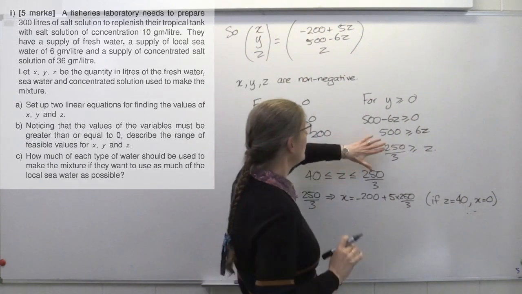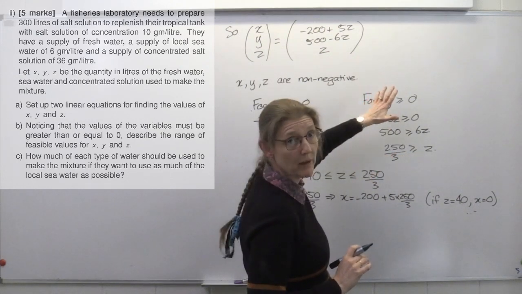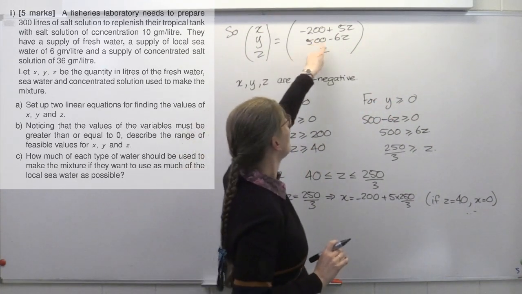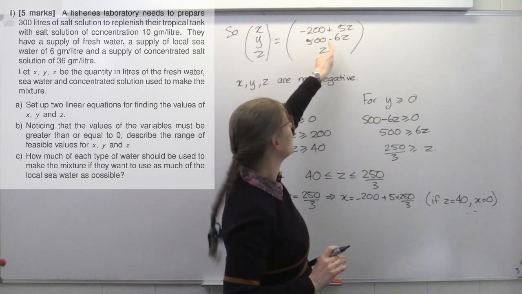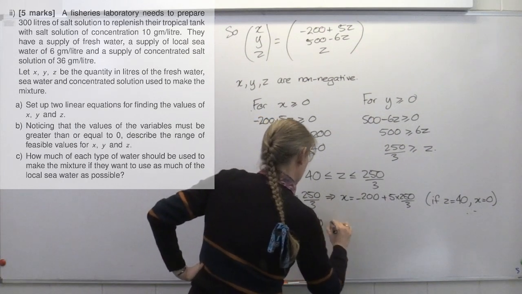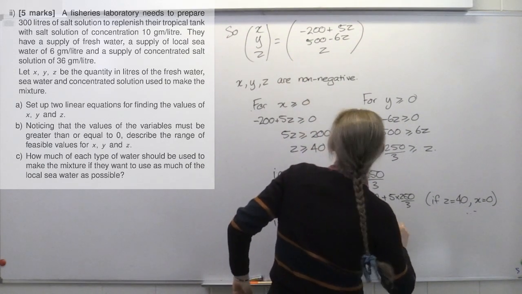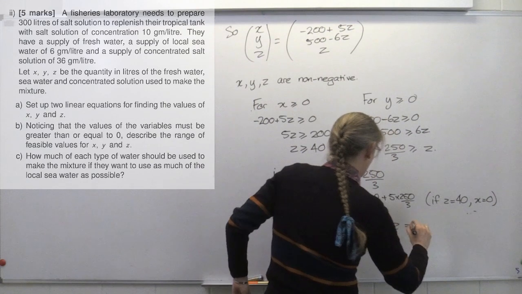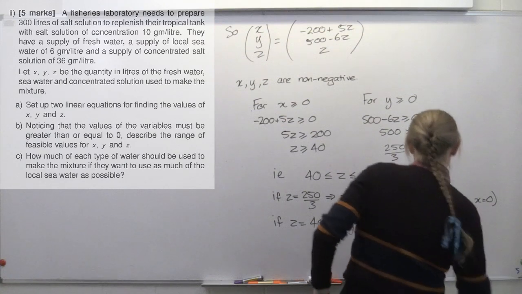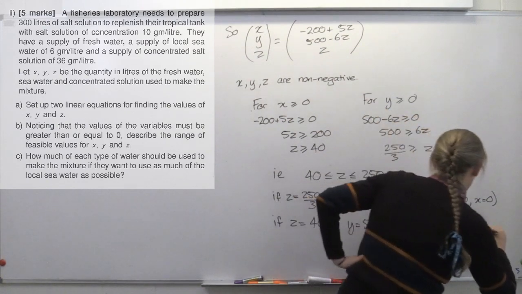Similarly, if we look at y, when z is 250 on 3, we end up with y equals 0. But when z goes to 40, the lower bound, we're taking away as little as possible here in y. So if z is equal to 40, that tells us that y is equal to 500 minus 6z, and that's 500 minus 6 times 40. And 6 times 40, well, that's going to be 240. So that's going to be 260.